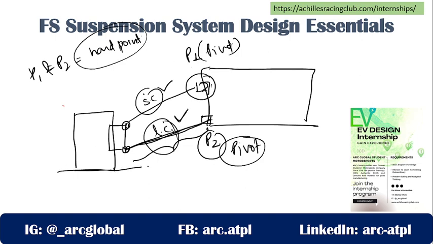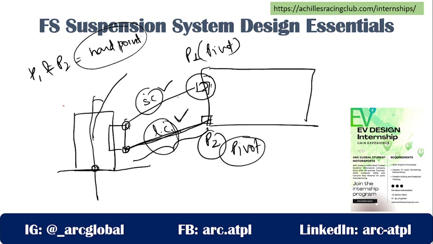Moreover, in such a scenario, you will have more control over the motion of the tire when moving up and moving down. That's why people prefer to go with the upper control arm and lower control arm mechanism.